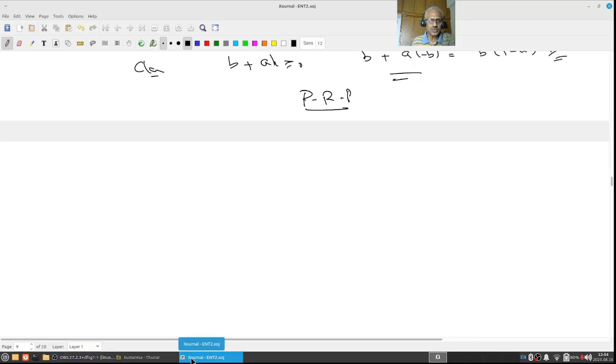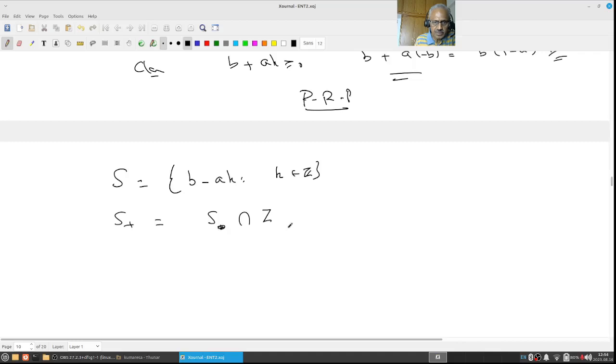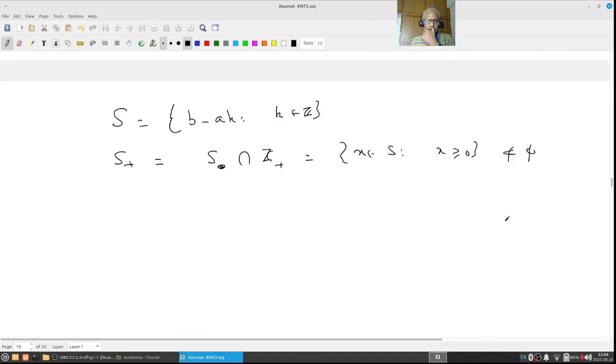So what have I shown? We have shown that S is the set of all integers of the form b minus a k, k an integer, and S plus, which is S intersection Z plus, that is the set of all x in S such that x is greater than or equal to 0, is non-empty. Now if 0 is there, then what does that mean? If 0 is there, then S plus already has a least element.